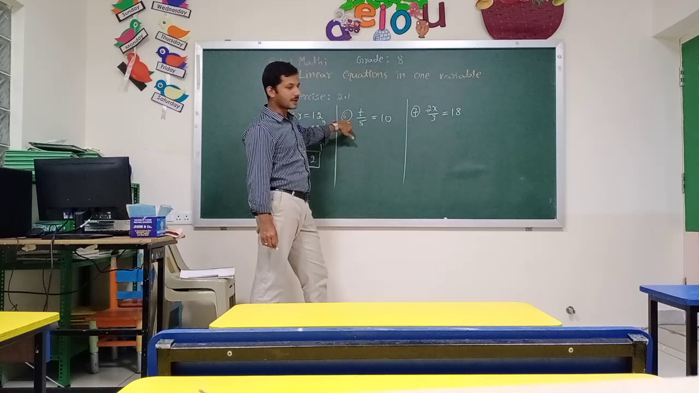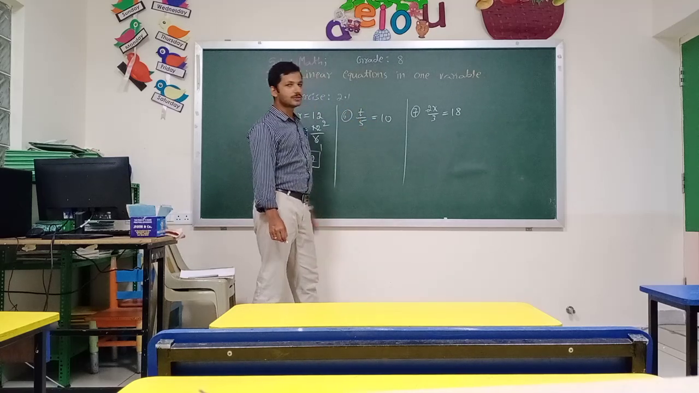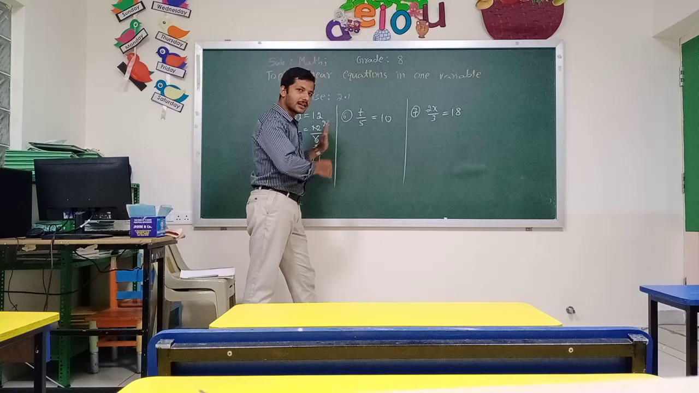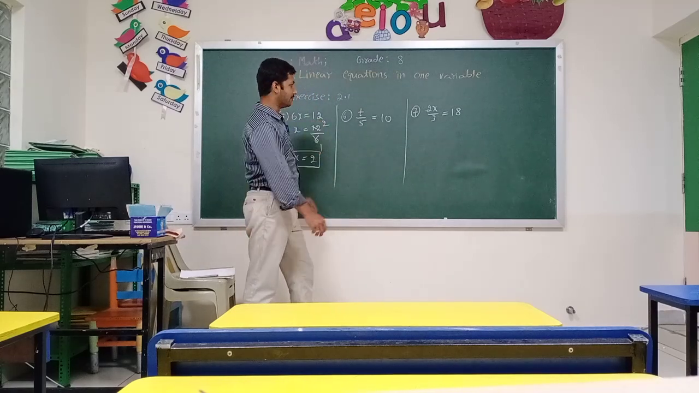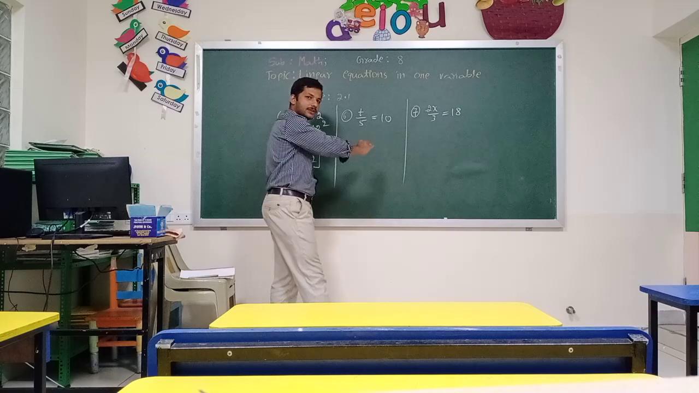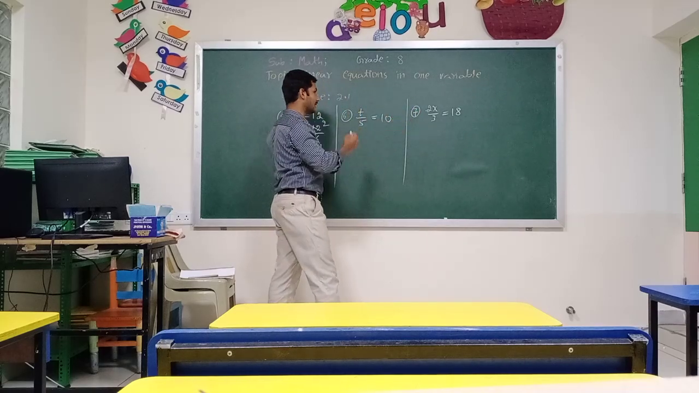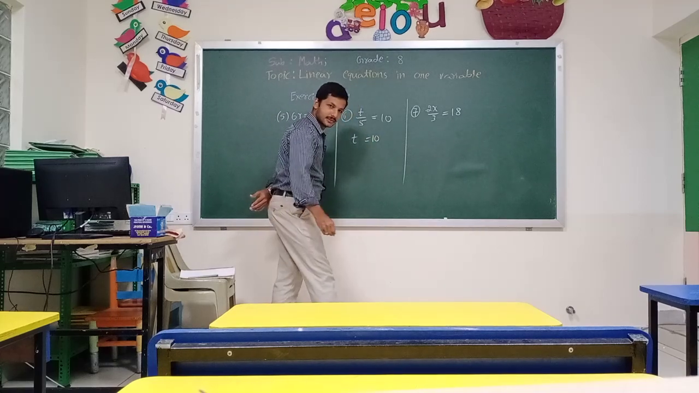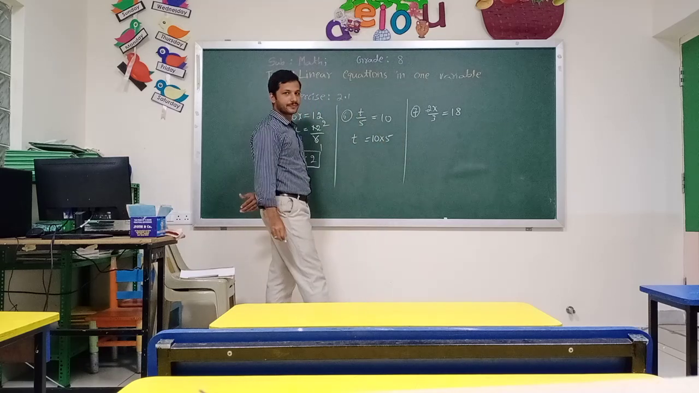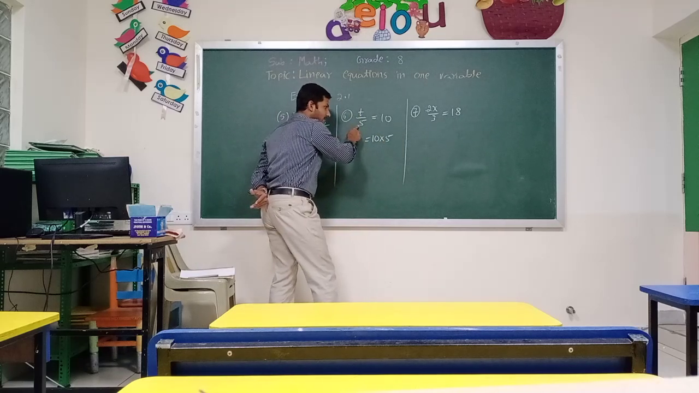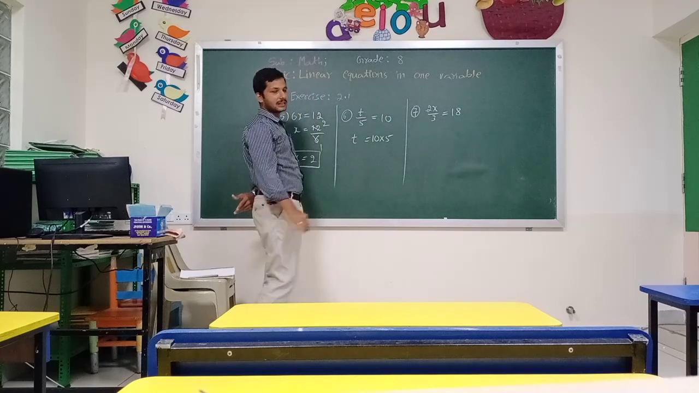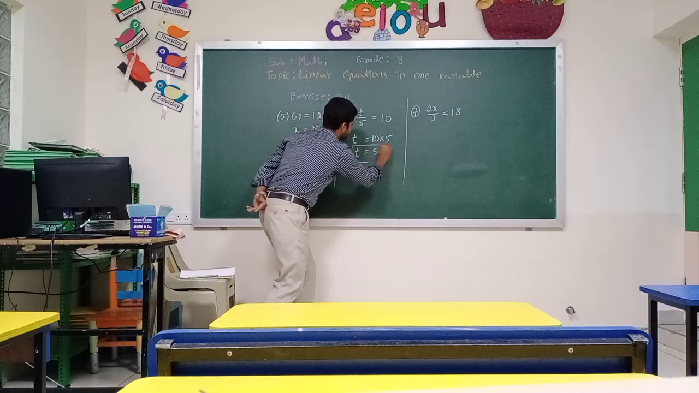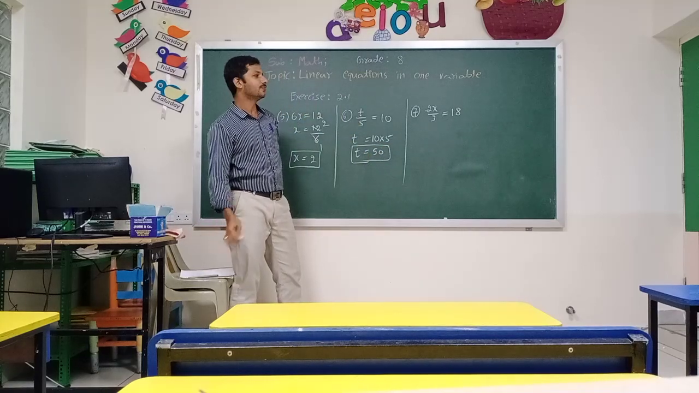Similarly, we have the sixth problem now: t by 5 equal to 10. Leaving the variable here on the left hand side, we are transferring everything else to the other side. 5 is under division. If you transfer it to the other side, it becomes multiplication. So t equal to 10 into 5. Because it is under division, if you transfer it to the other side, it becomes multiplication. 10 fives are 50. Therefore, t equal to 50.